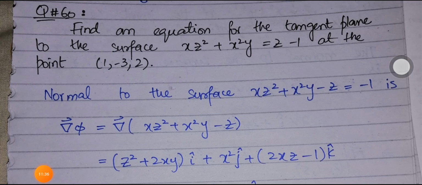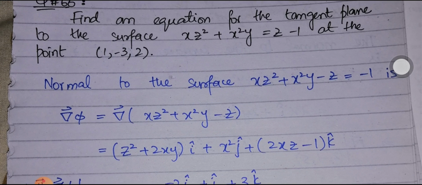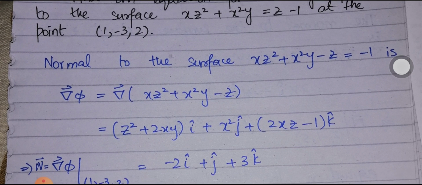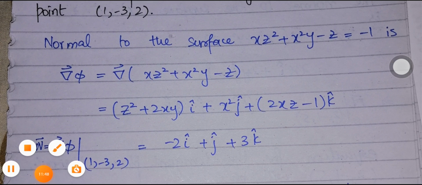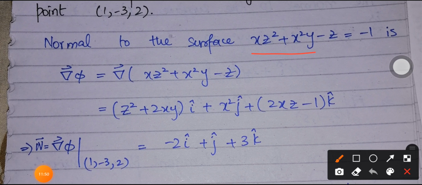Next we have question number 60. Find an equation for the tangent plane to the surface at the point (1, minus 3, 2). Now at first we will find out the normal to the surface, which is obviously the gradient of the surface, or the gradient of the function phi, and phi is defined to be this function. So gradient of phi is going to be del of phi, which is defined to be this term.